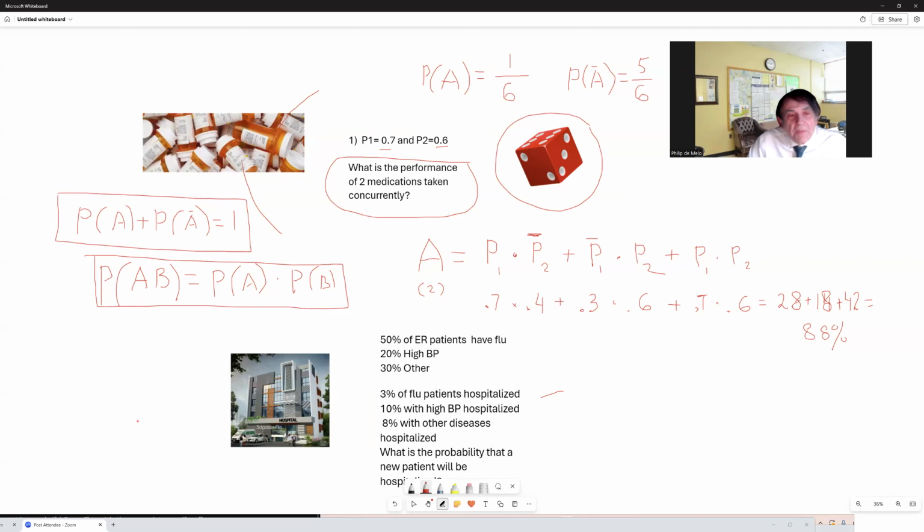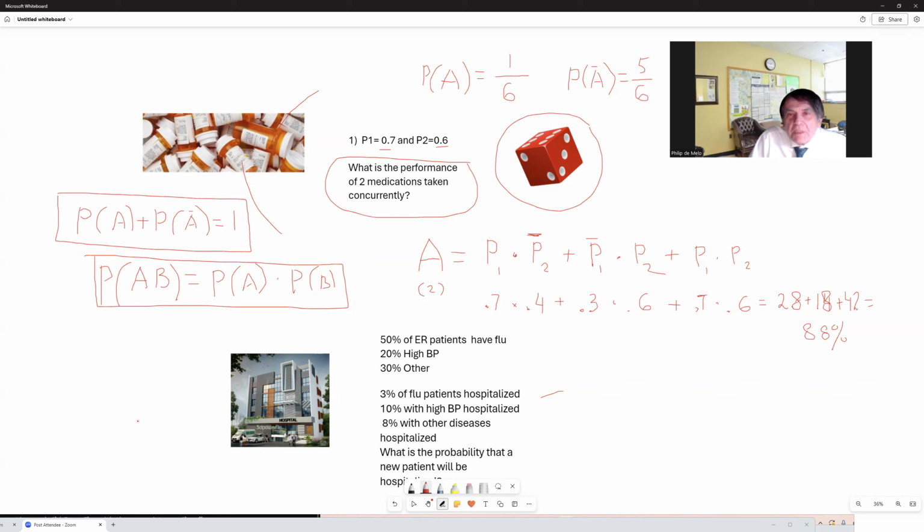Now, this hospital has 50% of patients who come to the ER with symptoms of flu, 20% with high blood pressure, and 30% other. It can be neurological conditions, somebody fell off a bicycle, and who knows what it can be. So this is 30%. What is interesting is that 3% of patients with flu symptoms are hospitalized.